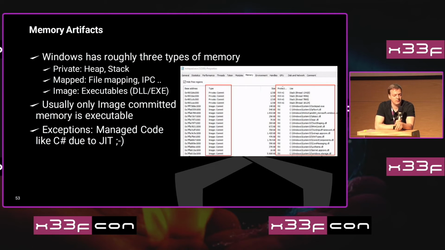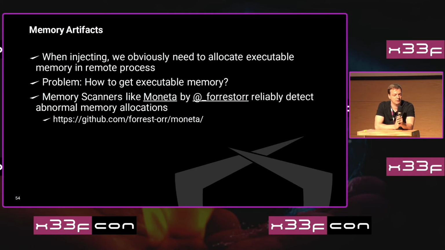There are some false positives, or some exceptions, for example managed code like C#, because it's bytecode which is compiled and interpreted at runtime. But as we see on the screenshot, normally only image committed memory should be marked as executable. And this gives us a big problem, because somehow we need to gain executable memory while injecting into a remote process. How do we actually get executable memory in a remote process? There are a bunch of memory scanners which are really, really good at finding abnormal memory allocations.